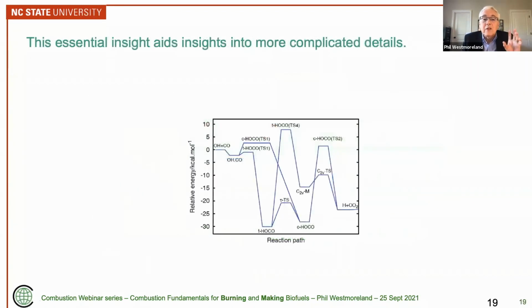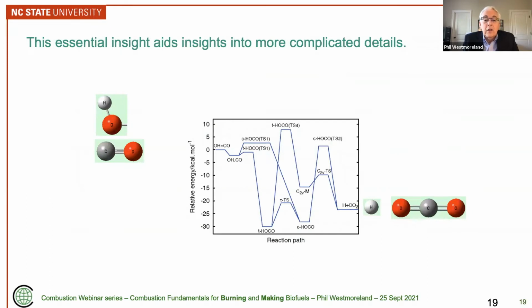So the essential insights that we get, this is a quantum chemically derived chemical energy potential, shows the more complicated details, for example, the OH and CO going to H plus CO2, the plateaus at the start and at the end here.